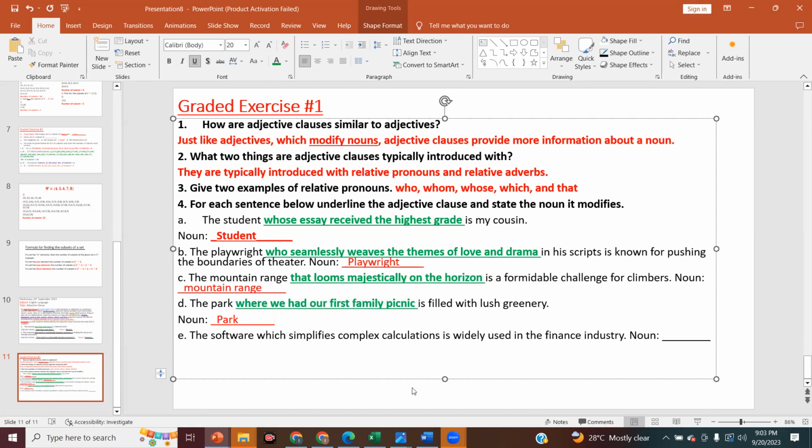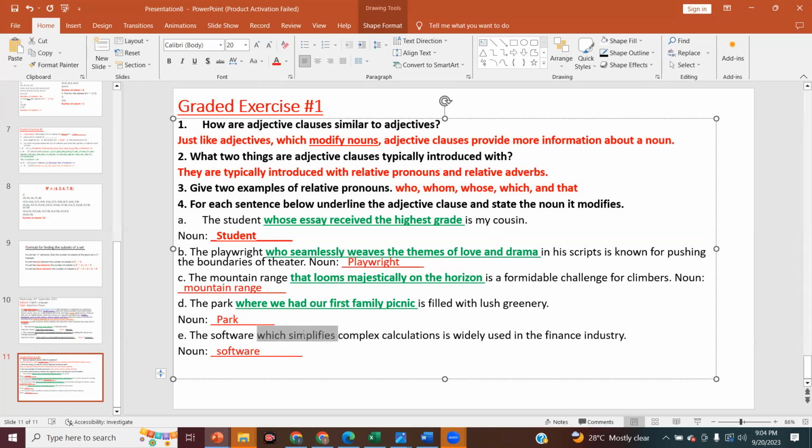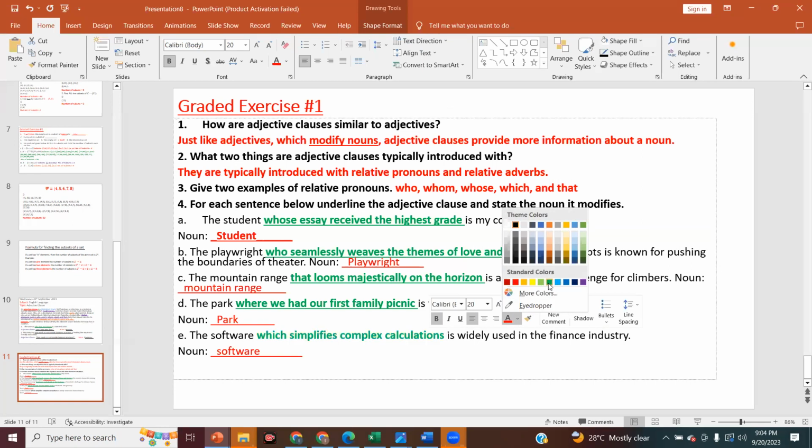Good. And finally, the software which simplifies complex calculations is widely used in the finance industry. What's the noun? Software. What's the adjective clause? Which simplifies complex calculations. Very good. All right, good.